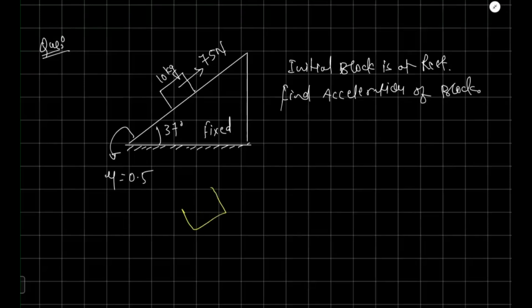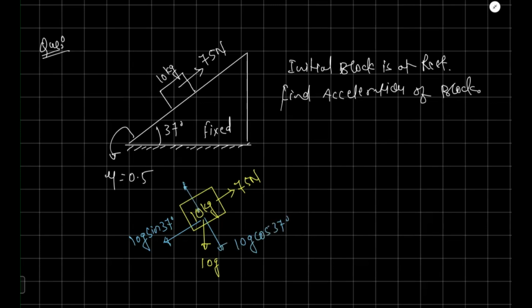Make the free body diagram. So let's take this 10 kg block. On this one, the 75 Newton force is acting in this direction, and mg is acting in this direction, that is 10g. Now we'll see in which direction the static friction is going to act. For that, we first take the components of mg. In this direction we get 10g sin 37, and in this direction 10g cos 37, and here we get the normal reaction. So the normal reaction is nothing but 10g cos 37 degrees. So you get 10 into 10 into cos 37, which is 4 by 5, so the normal reaction will be 80 Newton.